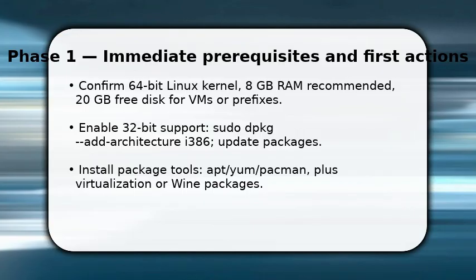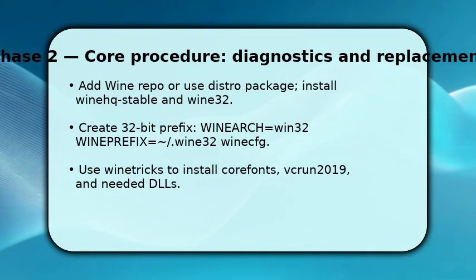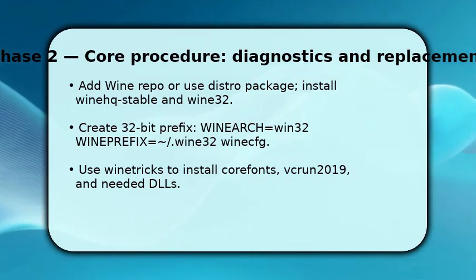Make sure secure boot settings won't block drivers, and create a restore snapshot so you can roll back if the first attempt fails. Now install Wine from the official repo, then create a dedicated 32-bit prefix to avoid mixed-arch issues. Run WINEARCH=win32 and set WINEPREFIX to an isolated folder.